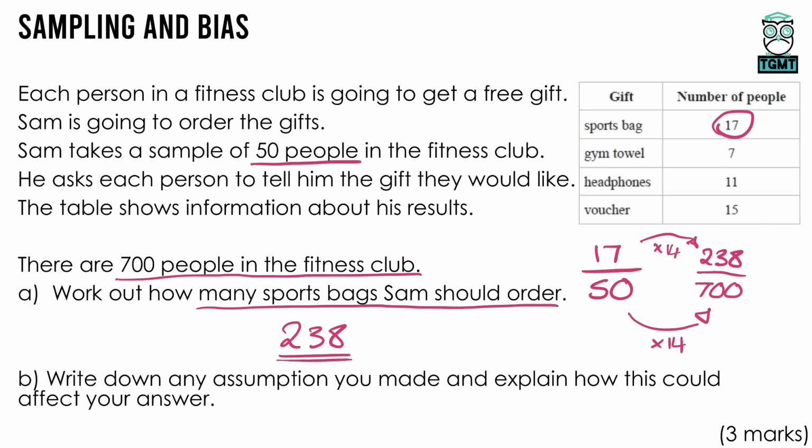Now this question says to write down any assumptions you made and explain how this could affect your answer. So in this type of question, we are assuming that the sample represents the rest of the people. If the sample does not represent the rest of the people, then our answer could be bigger or smaller. And notice how I emphasised the fact that I mentioned my answer. So this is specifically asking you, how does it affect your answer? So we assume the sample represents the rest of the people. If not, our answer would be bigger or smaller. And there we go, that's sampling and bias.